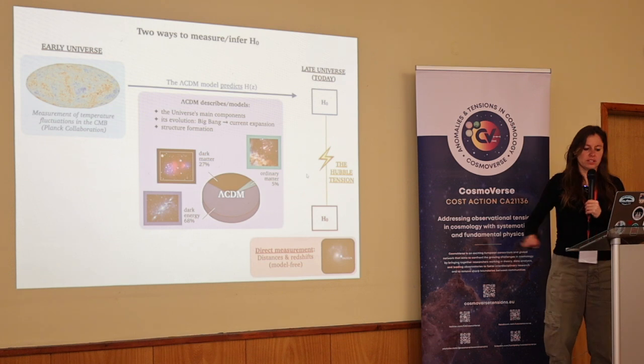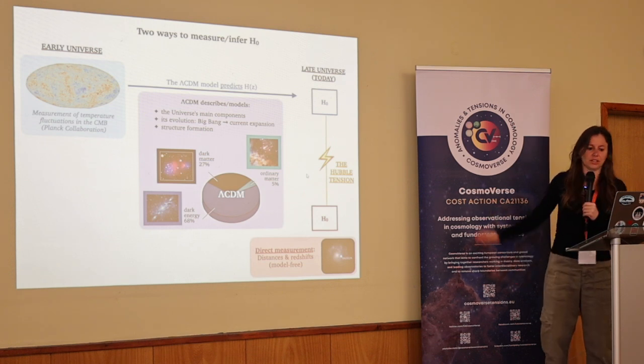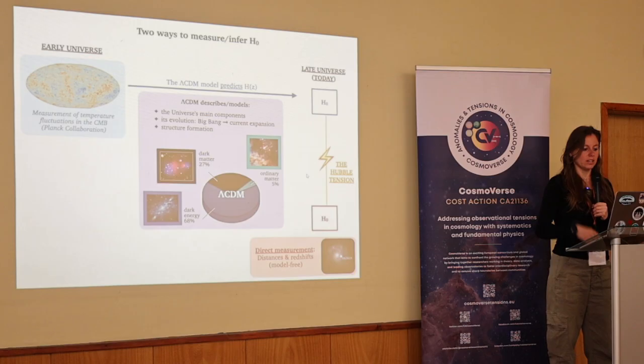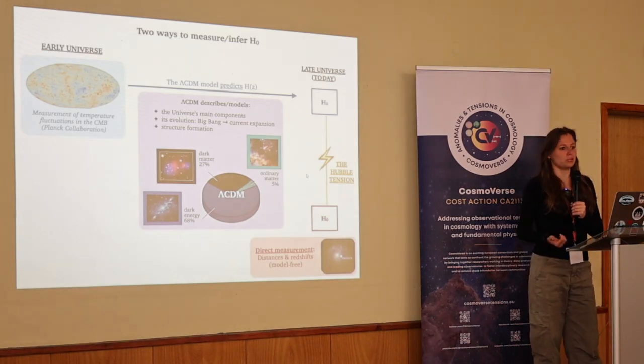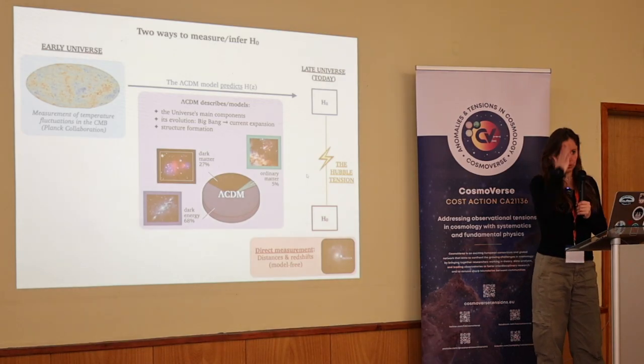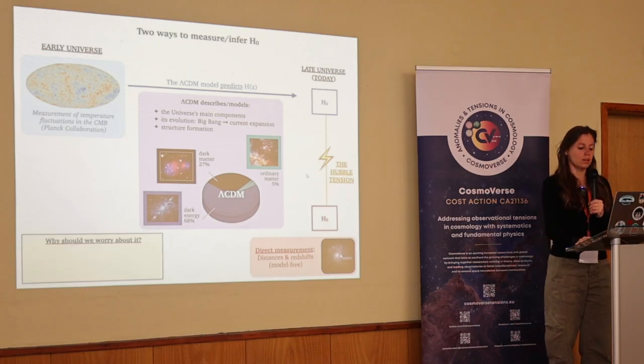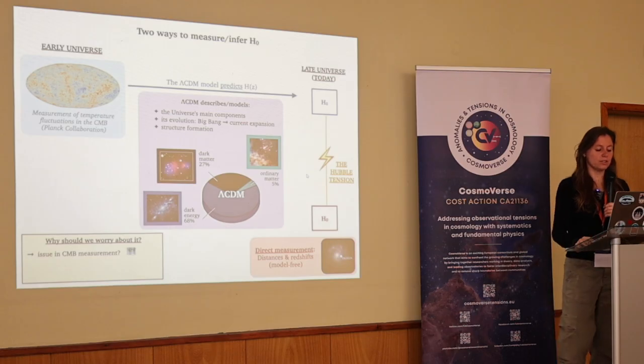Because as you can see, there are three ingredients in these two measurements. There's the CMB, there's the Lambda-CDM model, and there are distance measurements and redshifts. So if the two values disagree, it means that there's something wrong, because there's only one value for the expansion rate of the universe. So there are three scenarios. Either there's an issue in the CMB measurement, in the map.